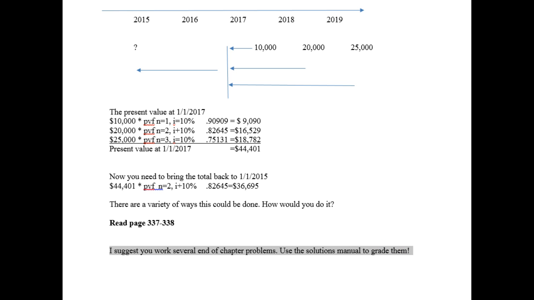I suggest you work several problems at the end of the chapter. Use the solutions manual to grade them. This concept will be with us in the majority of the chapters that we have left to cover in 2310 and in almost every chapter in 2410. So it would just make sense that you get as good at this as you can. This is also an item that's assessed out of intermediate accounting, how well students can do present value analysis, really time value of money analysis. So work with me on this, do your best, learn this as well as you can, and let's see where it takes us down the road.